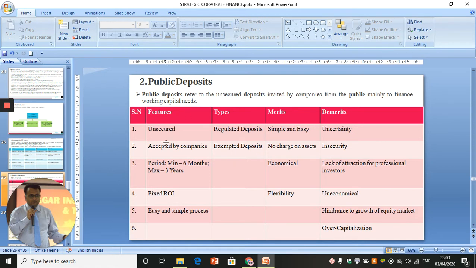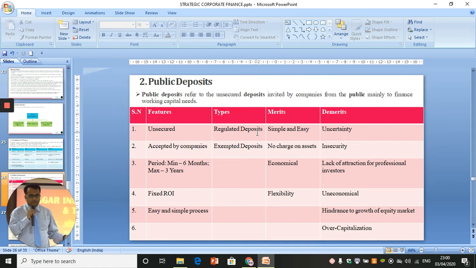Features: it is unsecured, accepted by companies. Minimum period is 6 months, maximum period is 3 years. Fixed rate of interest, and easy and simple process. So it is directly company to people. It is a regulated deposit. There are two types of deposit: regulated deposit and exempted deposit. So regulated deposits are the deposits which are regulated by the SEBI.